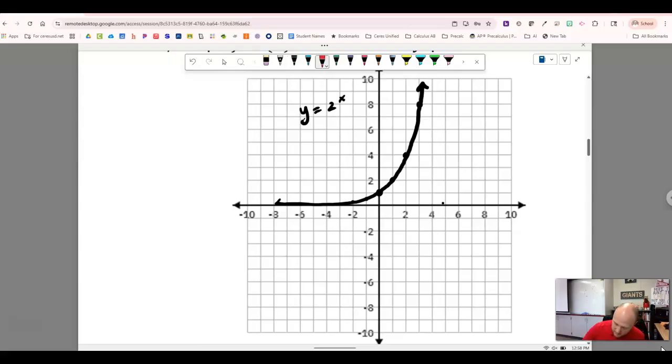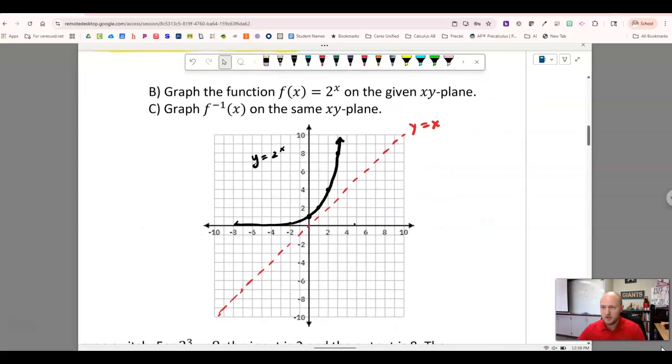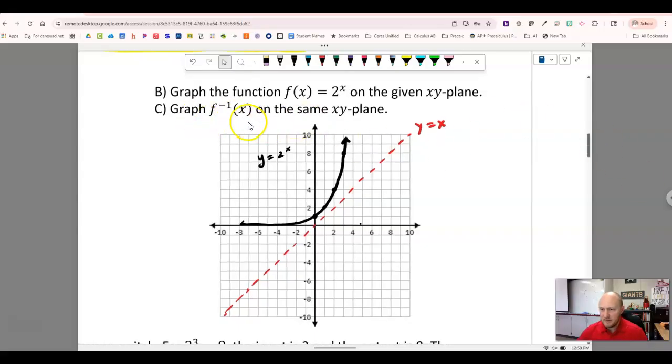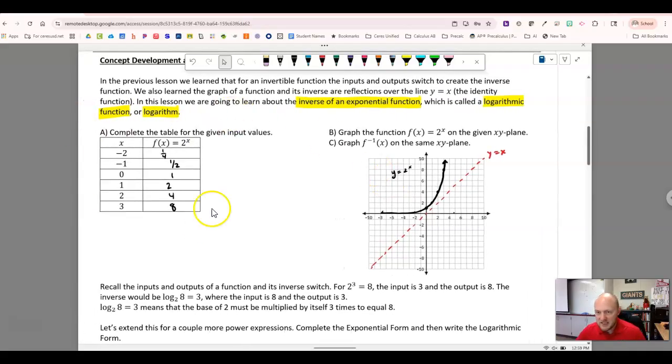And we went ahead and we talked about this identity function. The identity function is the line y equals x. It has a slope of 1, and it's just a line where all of the x and y values are exactly the same. So here's my line, y equals x. And what we want to do here is graph the inverse, f inverse. So all I'm going to do is switch these values. You can make a table here, or we can just calculate these values.